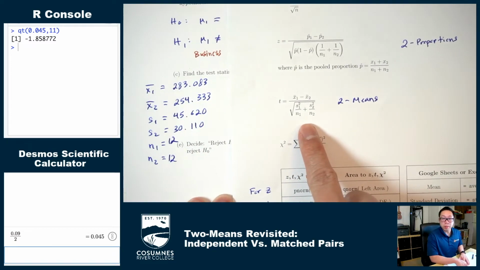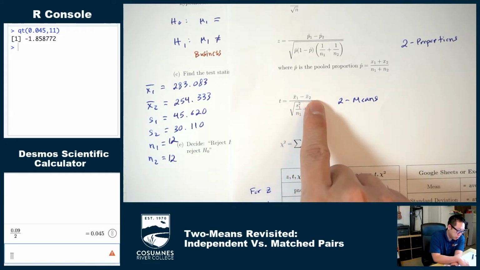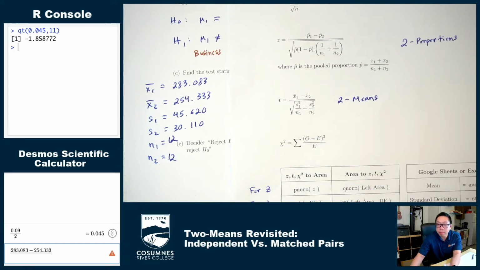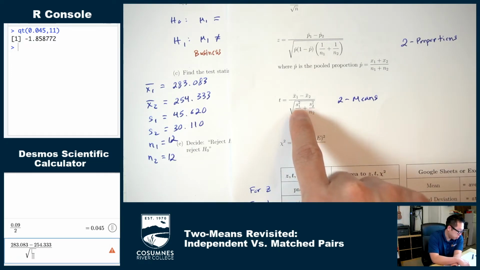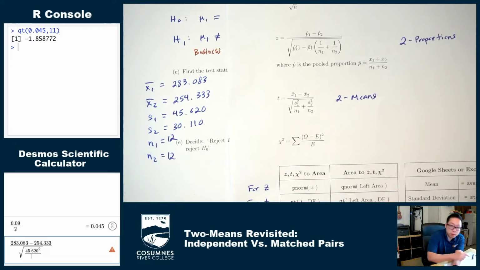So this is the formula for 2 means. I'll do this in Desmos. Start off with a fraction. Up top, x1 bar minus x2 bar is going to be 283.083 minus 254.333. On the bottom, square root, fraction. First fraction, S1 squared, is going to be 45.620 squared, over N1. N1 is 12.